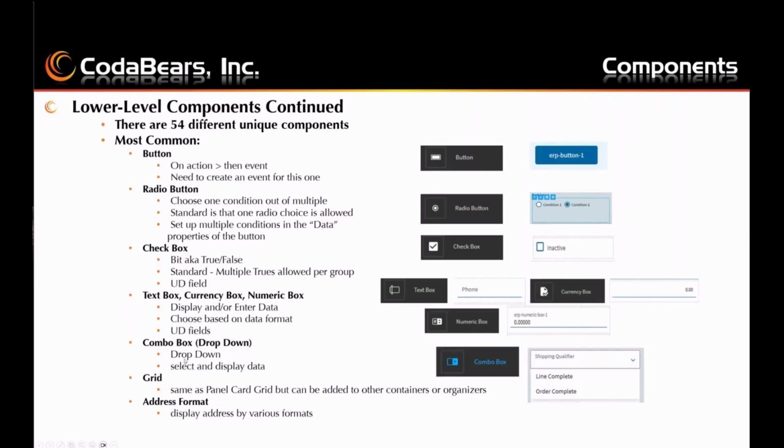Okay, and then combo box, that's going to be your drop down. So you can see here, it's going to look like this in the search, and then you can see one here that Epicor already had where you can select from multiple items. Okay, grid, that's going to be the same as your panel card grid that we discussed earlier, but it's instead just the grid element, so you can add it into any of the other containers or organizers that we talked about earlier. And then the address format, so you can display address by multiple formats, so they give you that tool itself to do that.